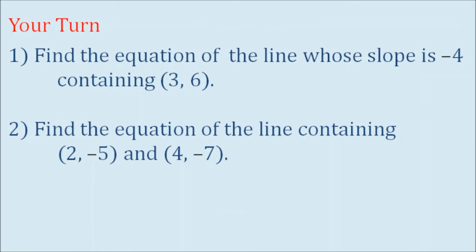Now, your turn. Number 1, find the equation of the line whose slope is -4 containing point 3, 6. Number 2, find the equation of the line containing points 2, -5, and 4, -7. You can pause the video and take your time working on these two items.